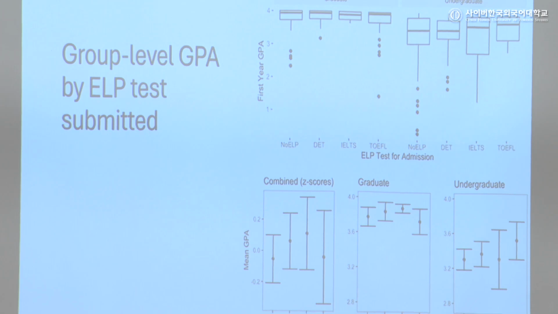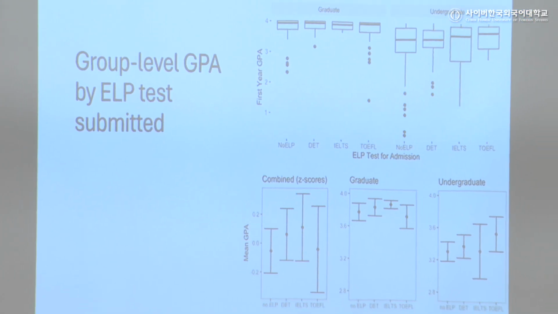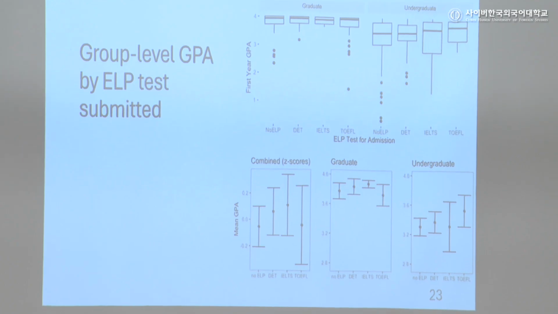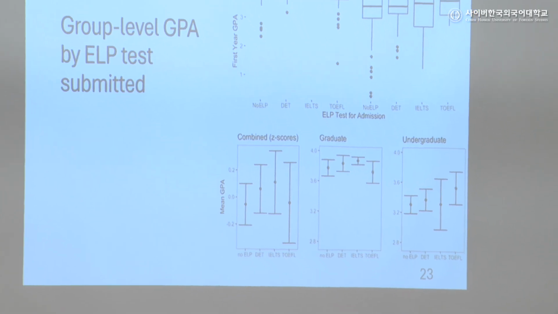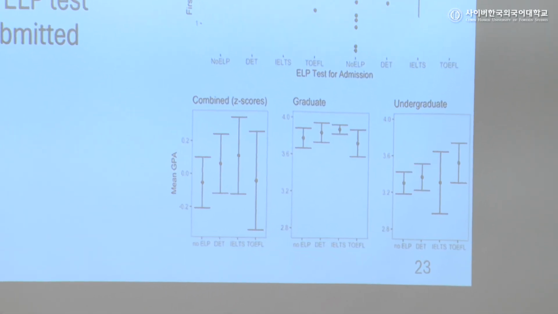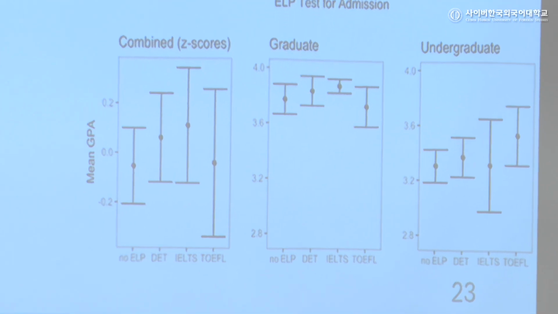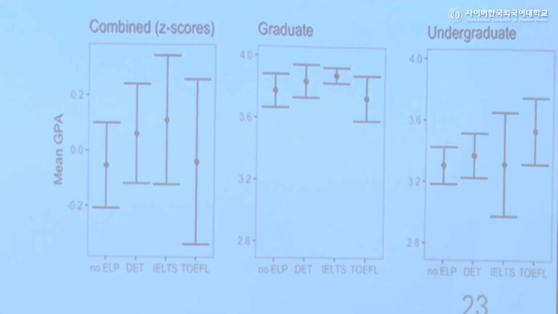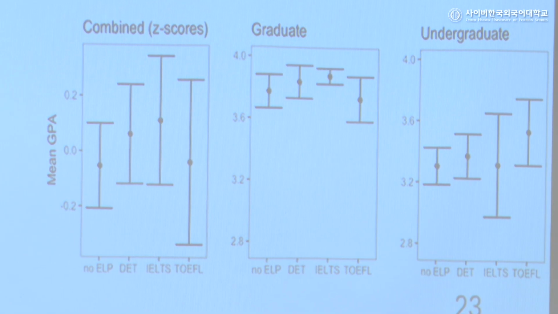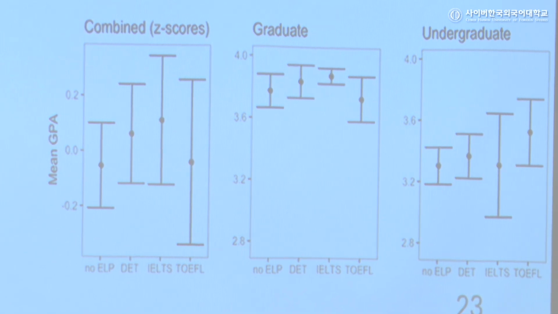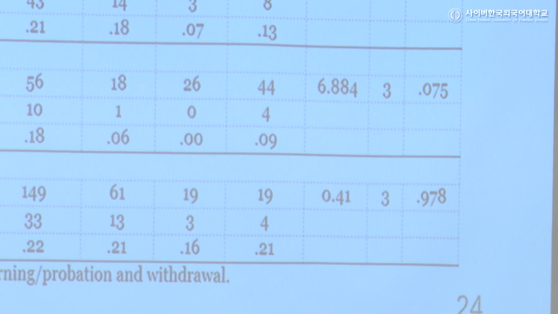First we looked at test-level differences. If somebody submitted a given test, what was their average GPA? We don't see many major differences. I'll note here that there's a no English proficiency category. These are people who, because they did maybe an associate degree or went to high school in the United States, didn't have to submit a test score. We're not seeing really big differences there, but this is at the test level and doesn't really tell us about individual performance.